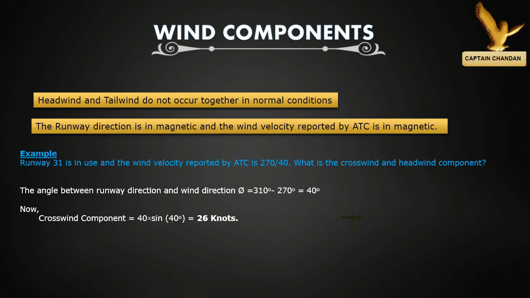So crosswind component, as we know the formula, wind speed times sine theta. Putting the value, crosswind component will be 26 knots. Now headwind component, the formula is wind speed times cos theta. Putting the value, the headwind will be 30 knots. Or very simply, use flight computer to solve this kind of numerical, but sometimes in examination they ask for the formula, so always remember both formulas.